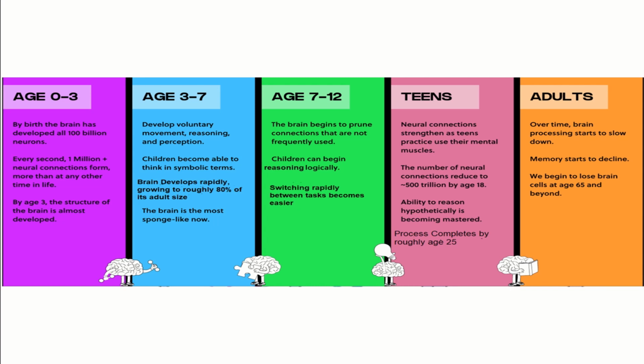By ages 3 to 7, we start to see voluntary movement being developed, so being able to decide how you want your body to move. We start to see some reasoning and some perception. We start to be able to think in symbolic terms. We start to understand that money represents wealth, that kind of symbolic idea. And the brain grows incredibly rapidly, up to 80% of what it will be by the time it is an adult. And it is super excited to learn. The brain wants to gather as much information as possible at this stage.